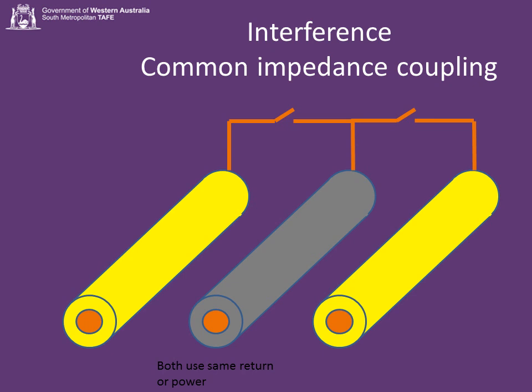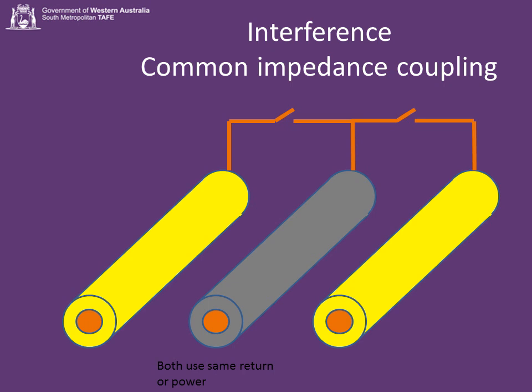Another type of interference is what we call common impedance coupling. In this example, both of these yellow cores are using the center core as a return. Now, let's say we have 1 amp going up one of the yellow cores and 1 amp going up the other yellow core. If the center core is only capable of passing, say, 1.5 amps, then we don't pass the full 2 amps if both of them are on.